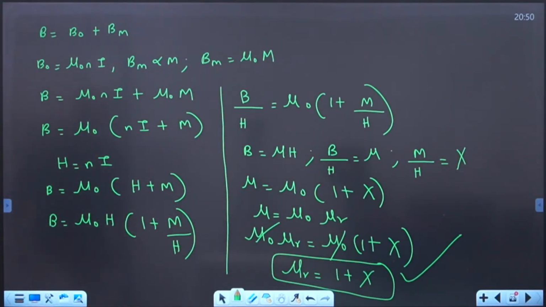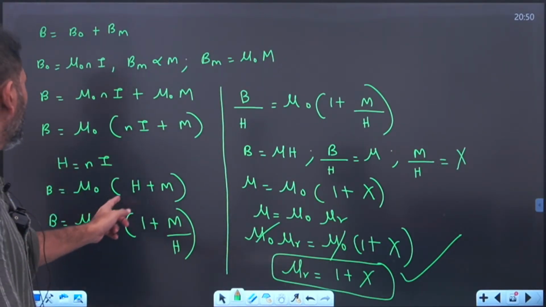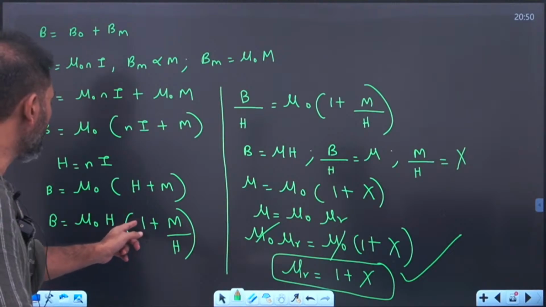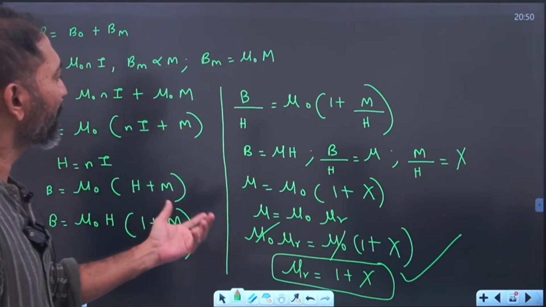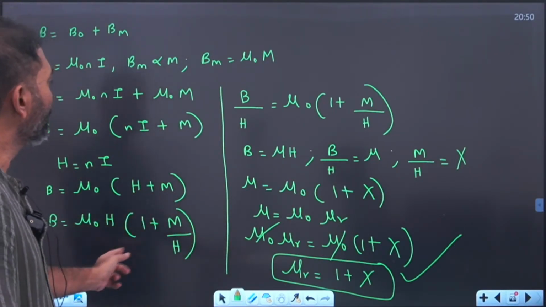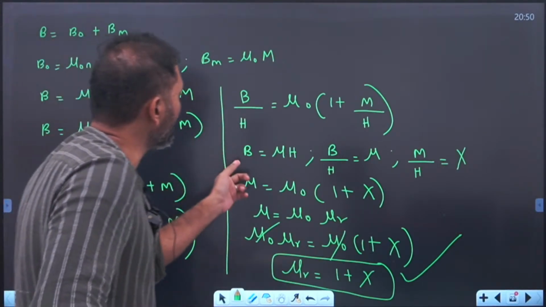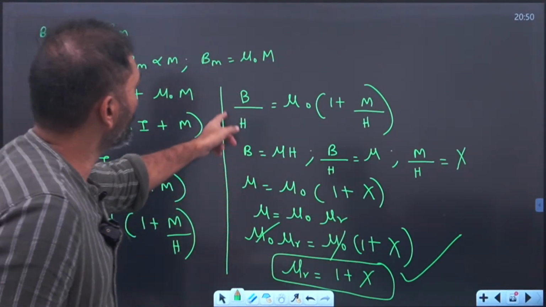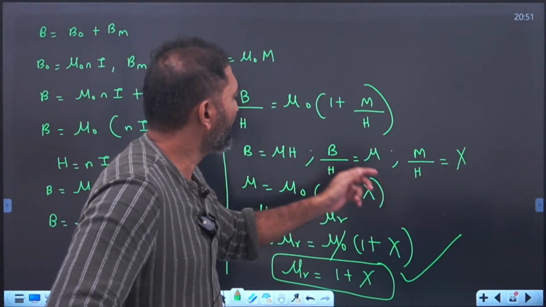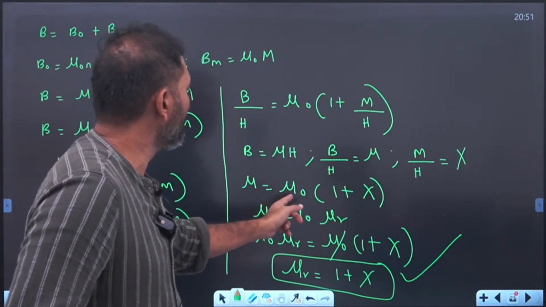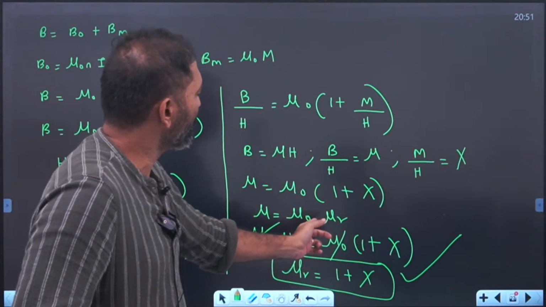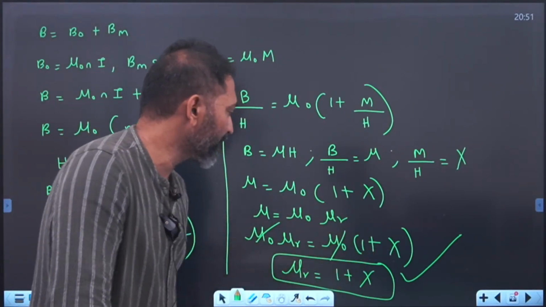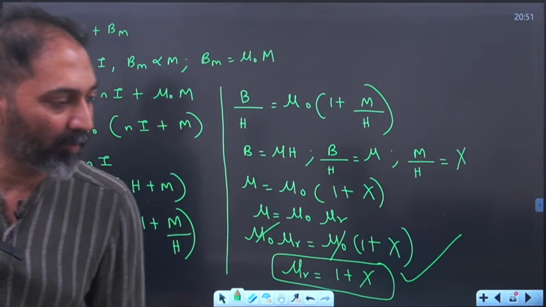Mu 0 is taken common, then H equal to Ni, so instead of Ni I have written H. Then H is taken outside, which means 1 plus M by H. This is the derivation. B by H equal to mu 0 into 1 plus M by H. We know that B equal to mu H, so B by H is mu. So M by H is chi. So mu equal to mu 0 into 1 plus chi. We know that mu equal to mu 0 mu r, so mu 0 mu r equal to mu 0 into 1 plus chi. Mu 0 gets cancelled and mu r equal to 1 plus chi.